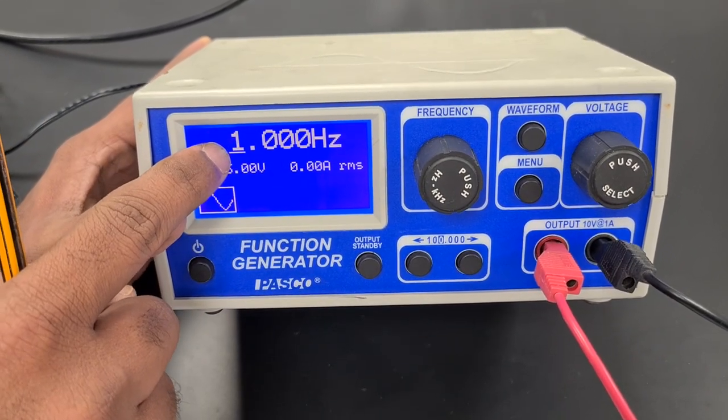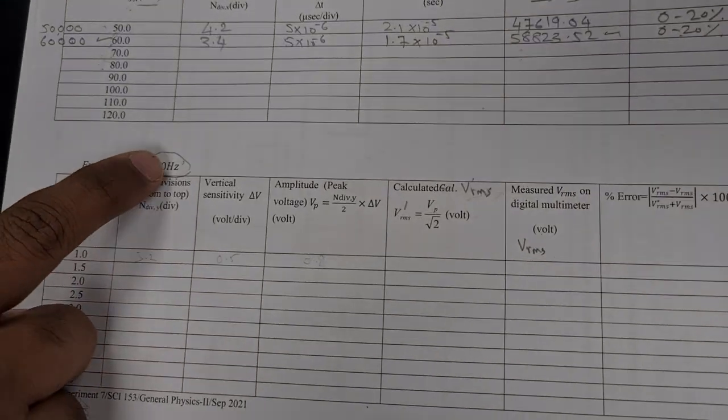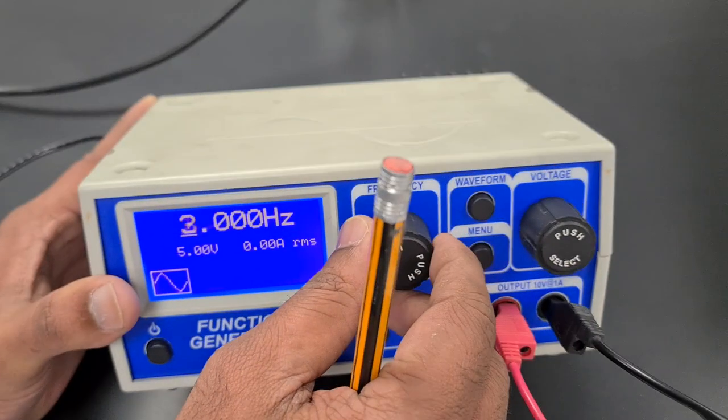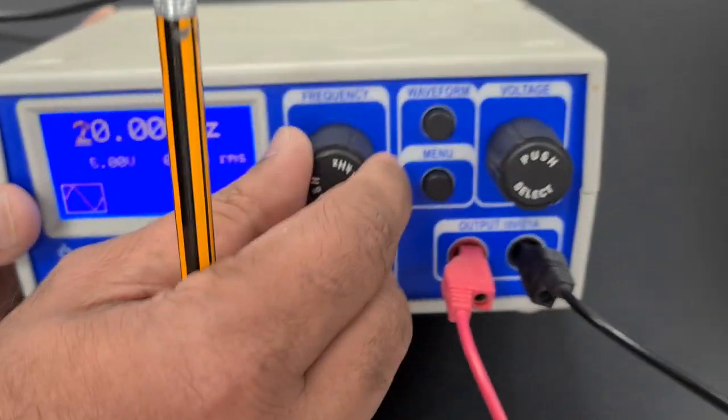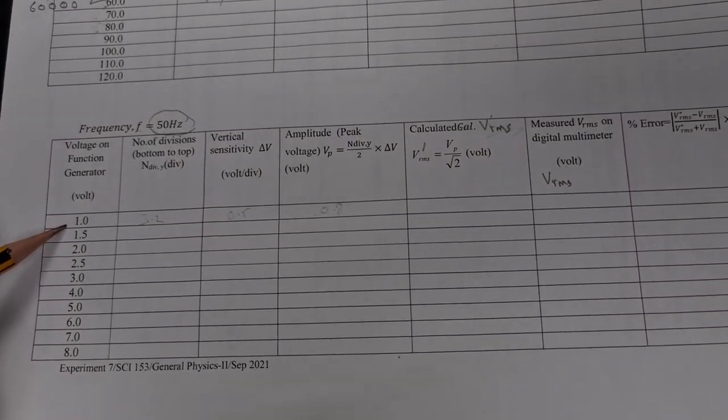Now I have to set 50 hertz. So I have to set 10 here, and then I will move the cursor, set 50. And what should be our volt? Our volt is 1.